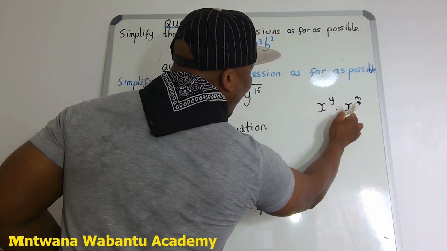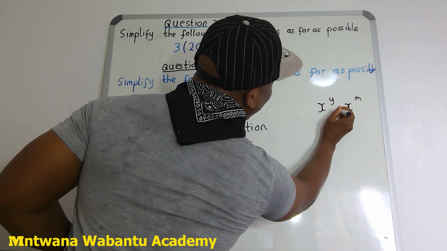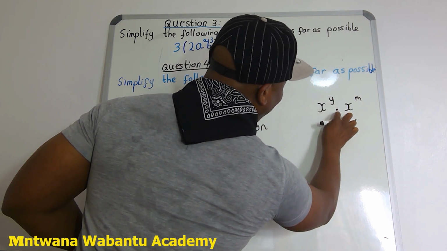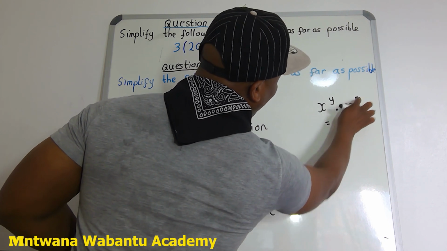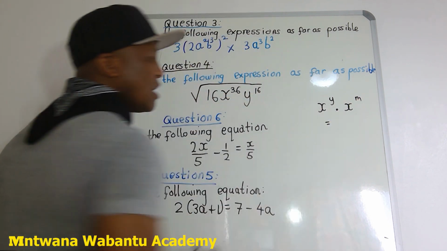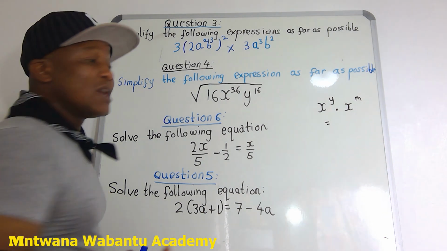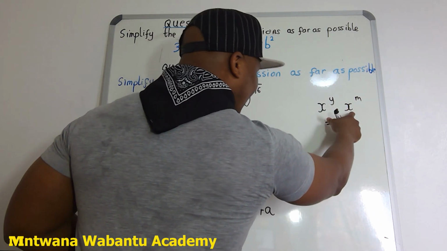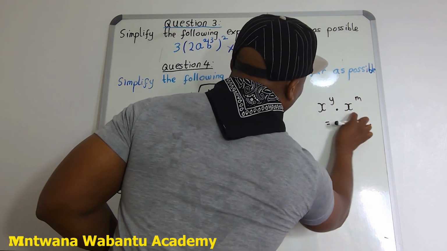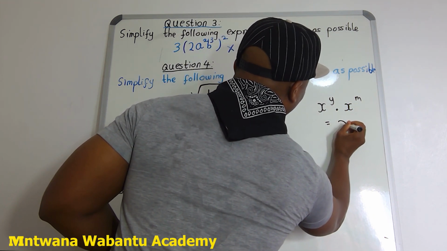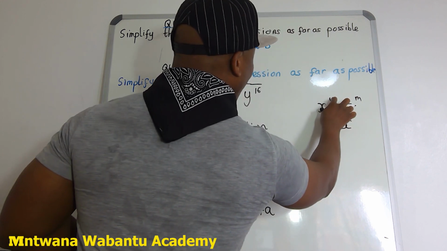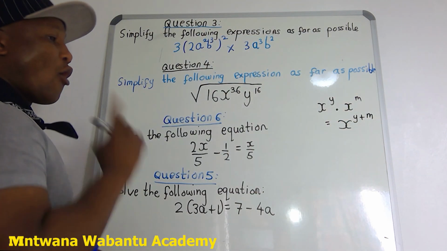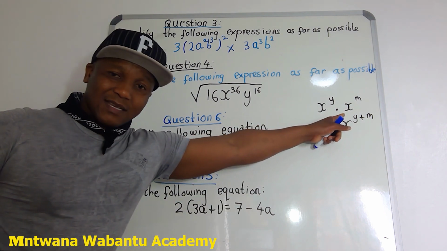So when these bases are the same and there's a multiplication here, you don't have to write x to the power y times x to the power n. Can't you see the bases are the same? Yes, it's the same. If there is the same base and multiplication between, you don't write two x's, you write only a single x. And then you add the powers, y plus n, only if they have the same base and there's multiplication.